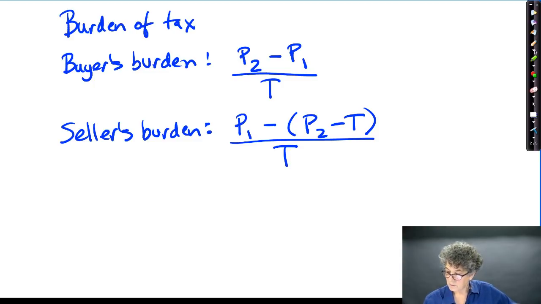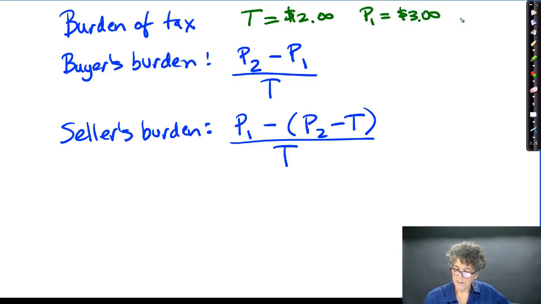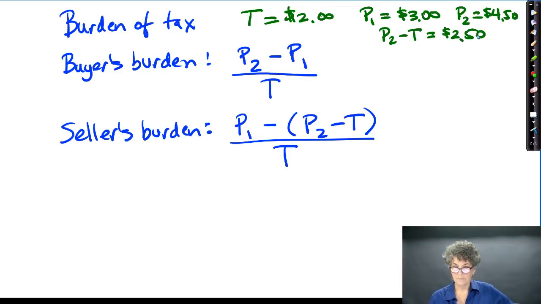So let me add some numbers to it so I can give you an example. Let's suppose that the tax T is a $2 tax. Let's suppose that the price P1 was $3. And let's suppose that the price P2 is $4.50. In that case, P2 minus the tax, that is the amount that's retained by the seller, is that price P2, $4.50, minus the tax $2, or $2.50.